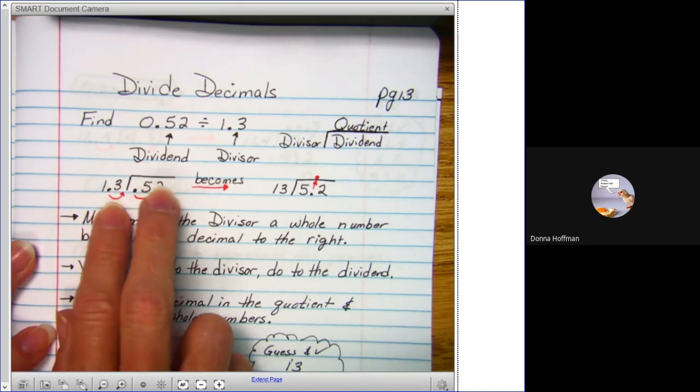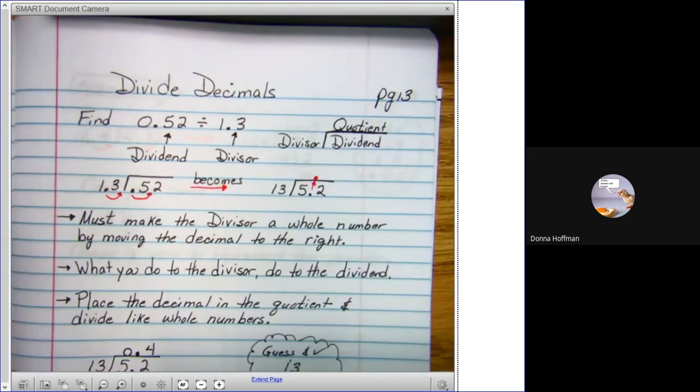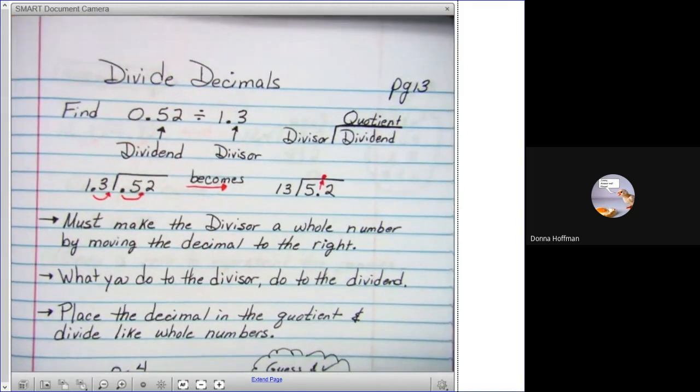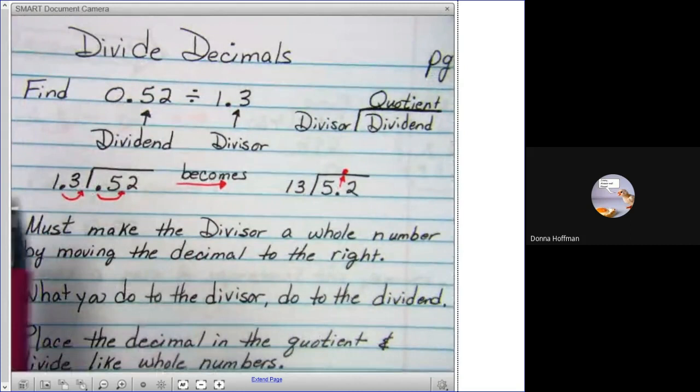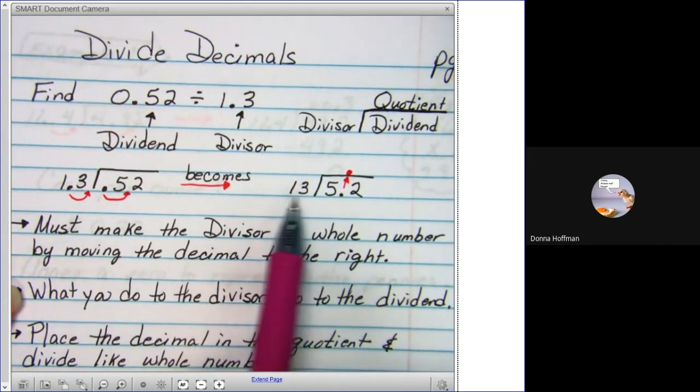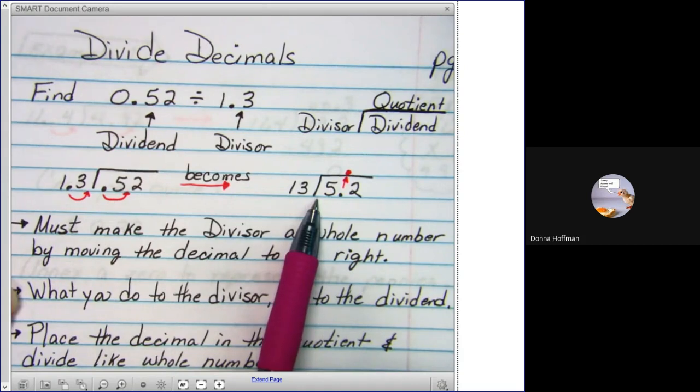If you multiply both of these by 10, that's what's happening when you move your decimal one place to the right. If you were to move it 2 places to the right, you'd be multiplying both by 100. 3 places, you'd be multiplying both by 1,000, and so on. So I did red pen to show you how this works. If I move it one place in the divisor, I've got to move it one place in the dividend. And I always rewrite my problem cleaned up.